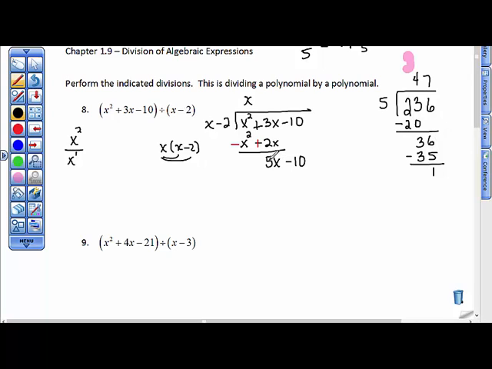So now I'm going to ask you, I want to get a 5x. So what does x need to be multiplied by in order to get a 5x? Well, of course, it's got to be multiplied by 5.